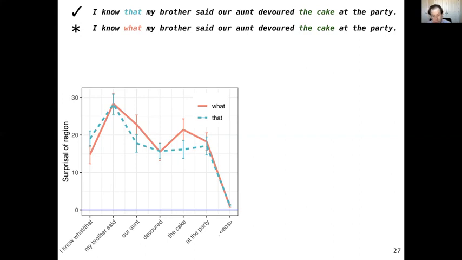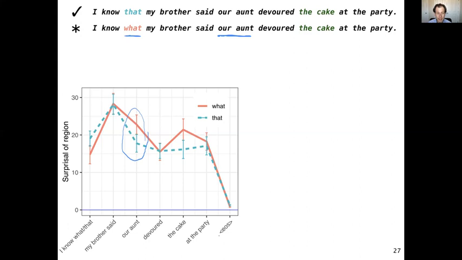So first of all, when you hit the subject of the sentence, you'll see that there's greater surprise in the what version than in the that version. The reason for that is that what creates an expectation for a gap, and the subject of the sentence is the first place that that expectation could be fulfilled. So that is a highly human-like interpretable pattern of processing that we see in the neural language model.